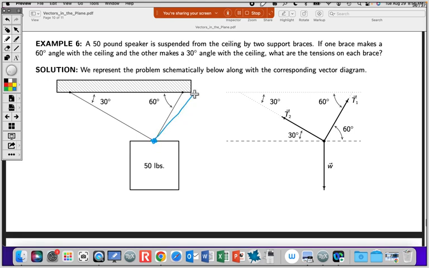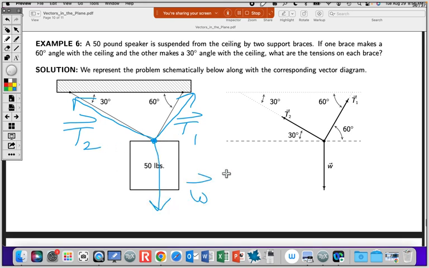you've got 3 forces at play. You've got the tension on this wire, which is a force because it has a magnitude and a direction. You've got a tension on this wire, and then those tensions are counteracting the weight. So they're asking for the tensions on each brace. When they're asking for the tensions, how much force is on each of these wires, they're looking for the magnitude. So basically looking for the magnitude of T1 and the magnitude of T2.